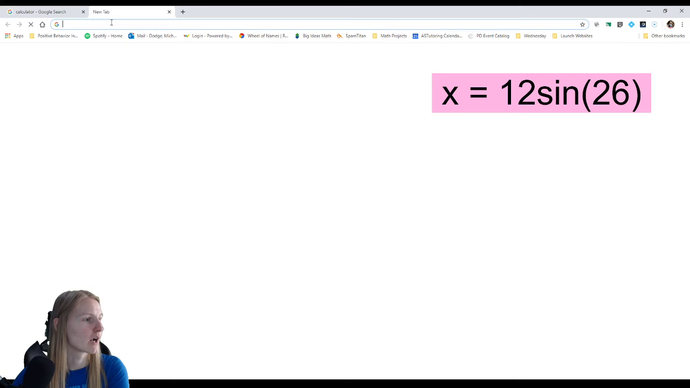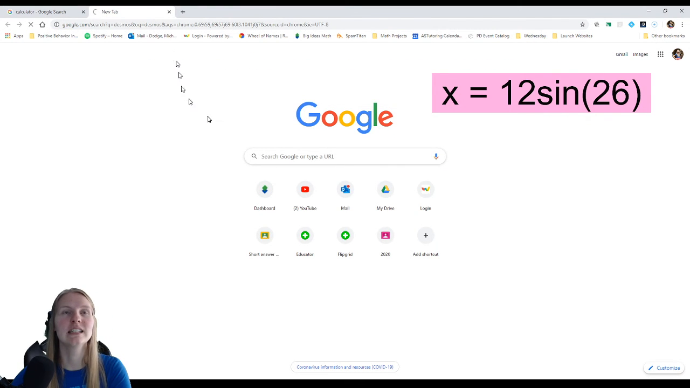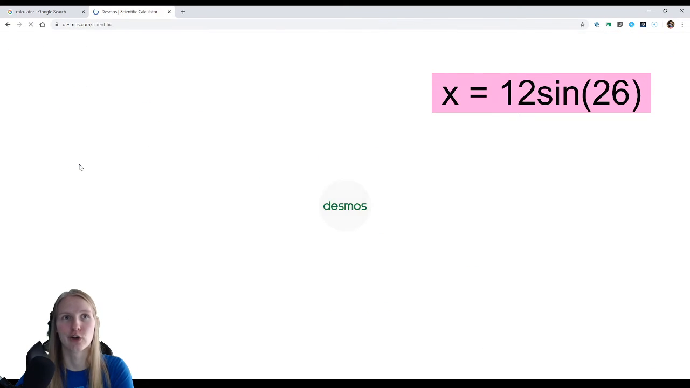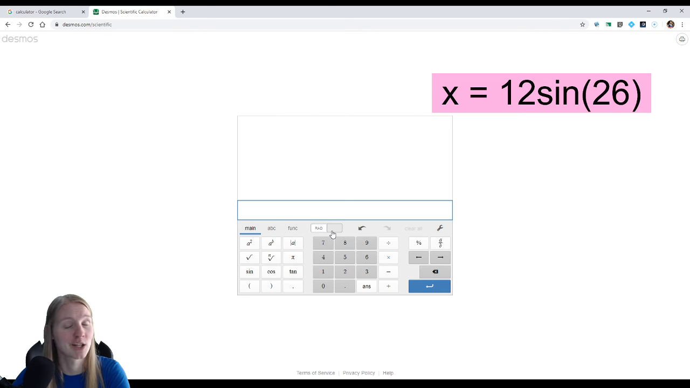Another way I'm going to show you how to do it is just if you Google Desmos, D-E-S-M-O-S, Desmos, and you click on the scientific calculator right here. Again, we're going to do the exact same thing in that pink box up here, but now we're going to do it with Desmos. See how it says DEG right here? That's what you want. If this says rad, you're in the wrong thing, and you're going to get a very, very different answer. So make sure that you are in degrees.